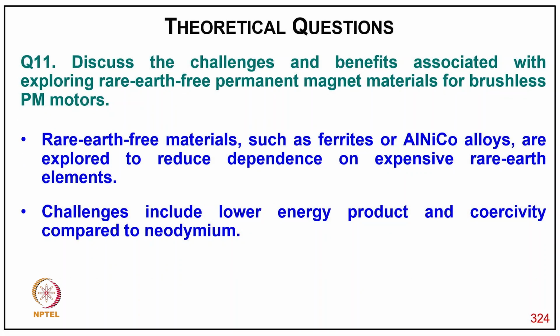Now coming to question 11: discuss the challenges and benefits associated with exploring rare earth free permanent magnet materials for brushless PM motors. Rare earth free magnets such as ferrite or alnico alloys are explored to reduce the dependence on expensive rare earth materials. Challenges include the lower energy product and coercivity compared to neodymium iron boron.